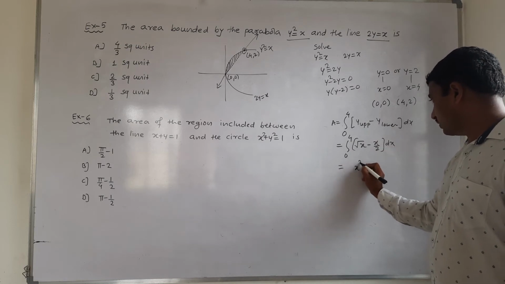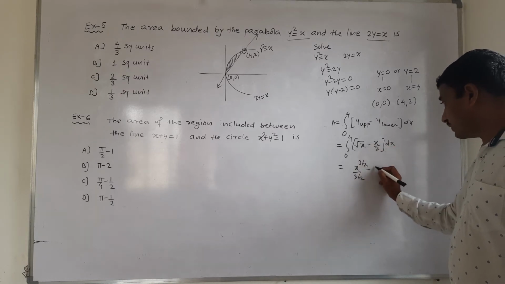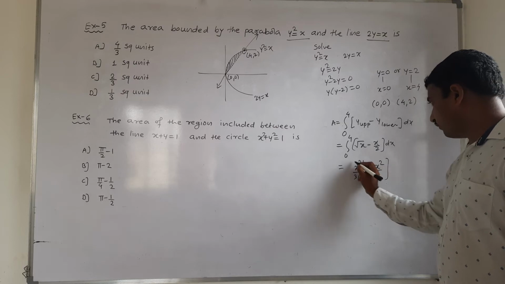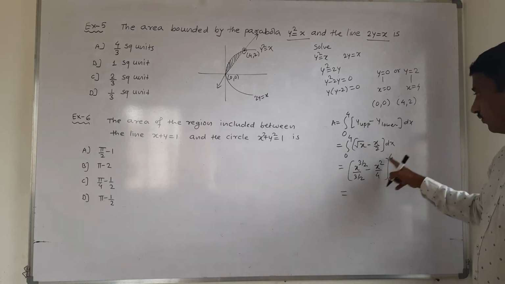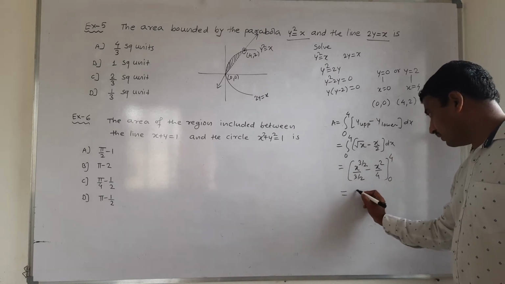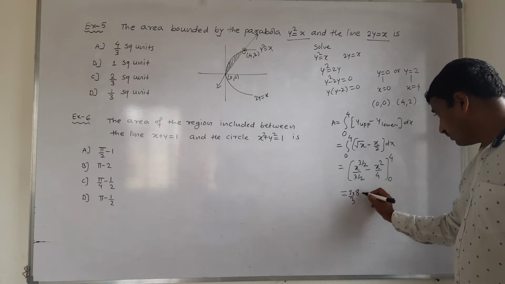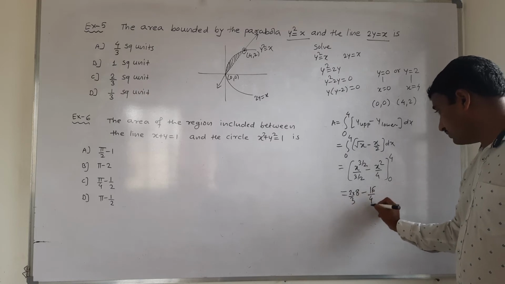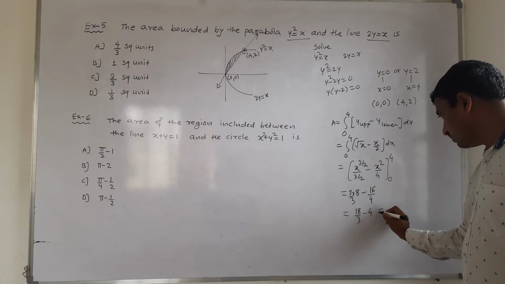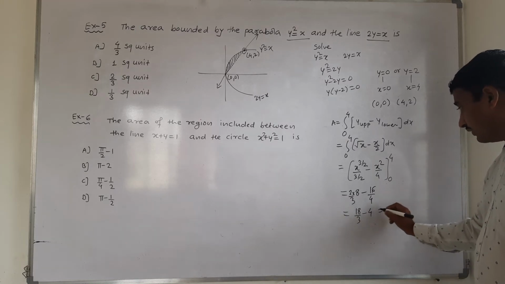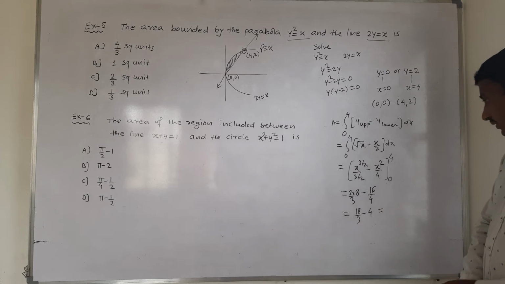Root x raised to 3 by 2 upon 3 by 2, minus x square by 2, that is x square by 4. Limits 0 to 4. Only the upper limit, the lower limit 0 is neglected. 4 raised to 3 by 2 is 8. 8, this is reversed, that is 2 by 3. Here 4 square is 16, 16 by 4. That is 8 2s are 16 by 3 minus 4.